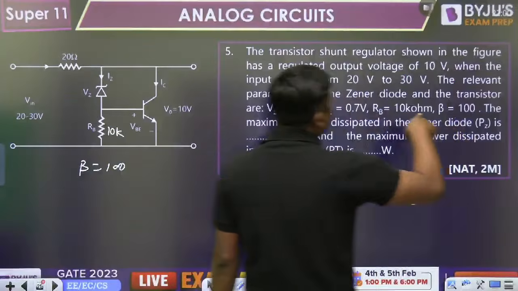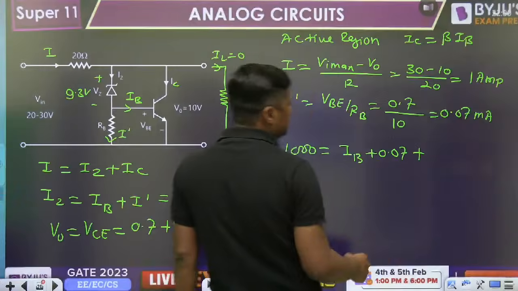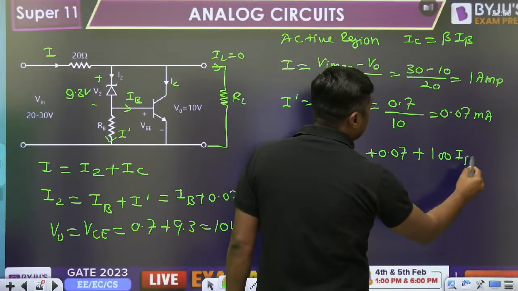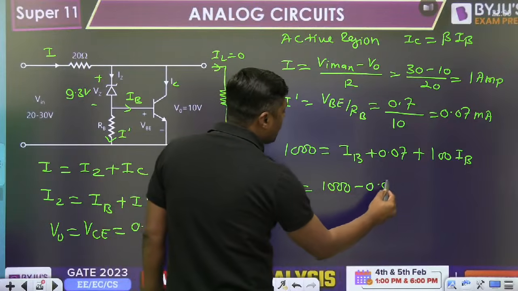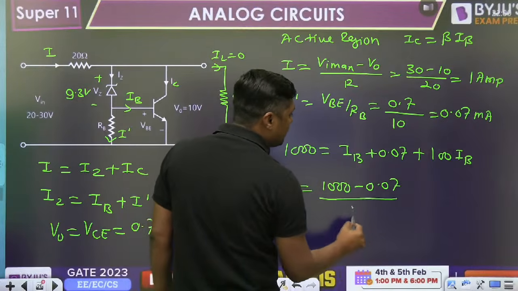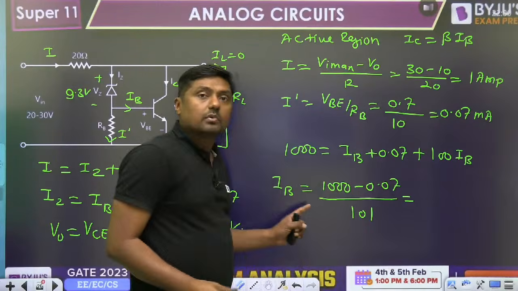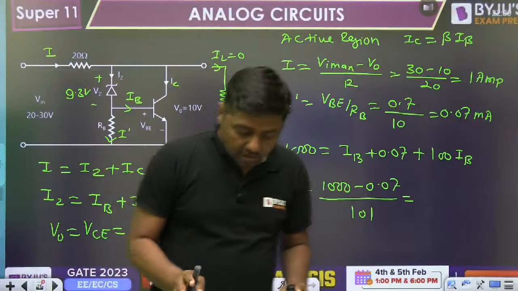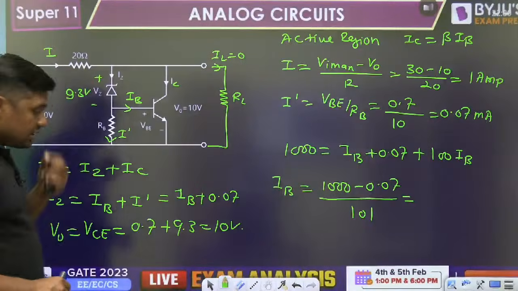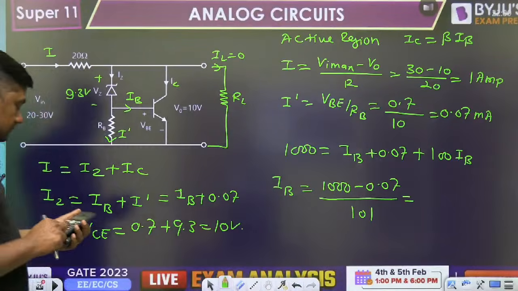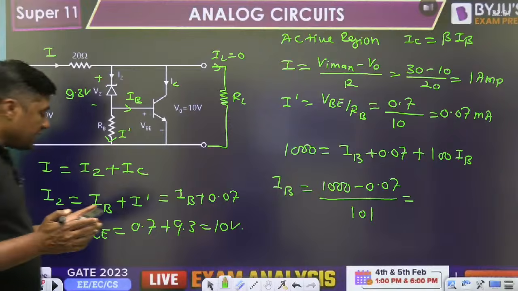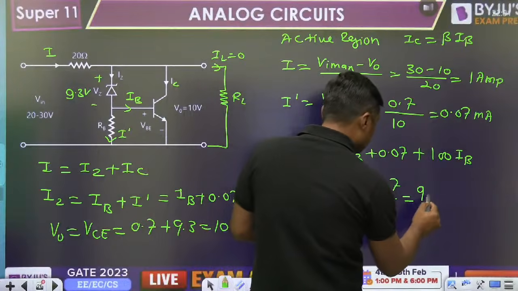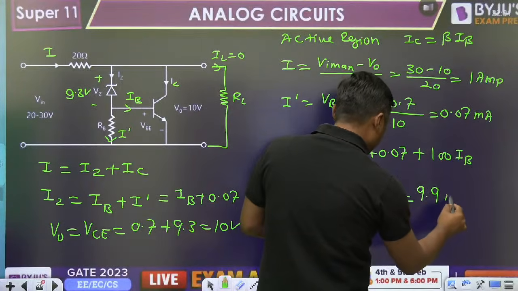Beta IB. What is the value of the beta given in the question? Beta is 100. So 100 times IB. Find the value of IB from this: 1000 minus 0.07, where 0.07 is negligible, divided by 101. Get the value of IB, everyone. So 1000 minus 0.07 divided by 101 is nearly equal to 9.9 milliampere.